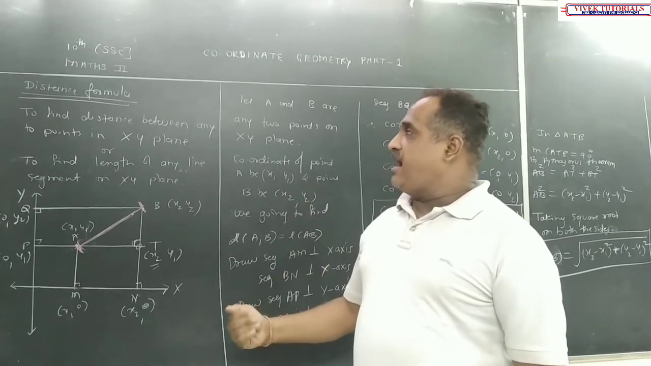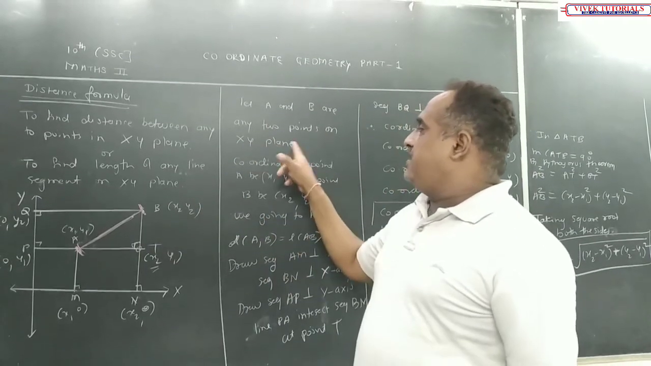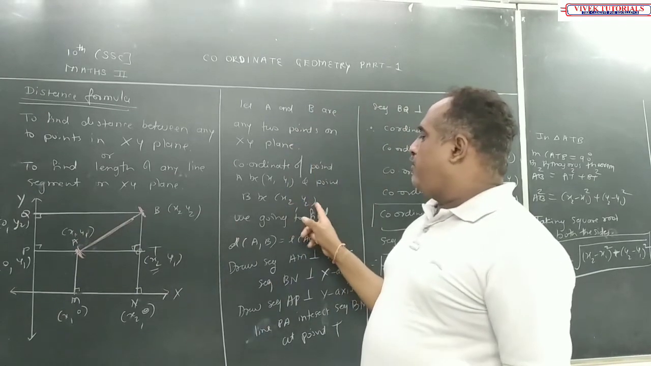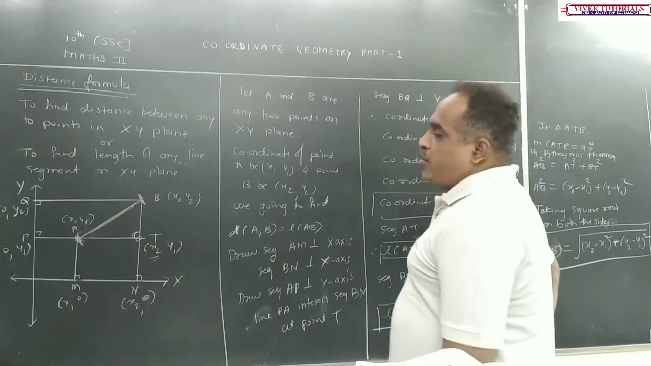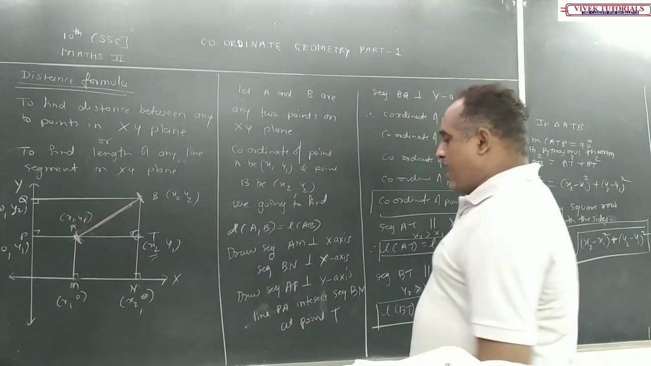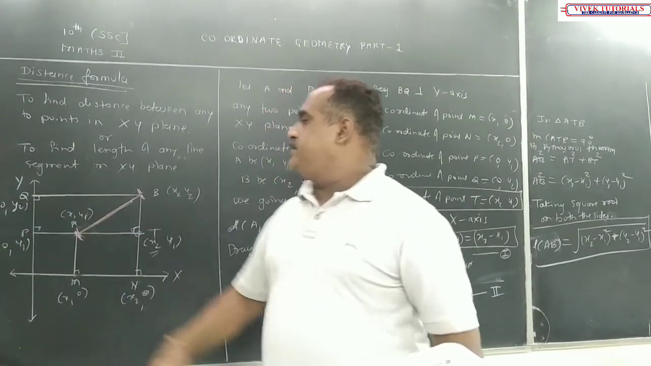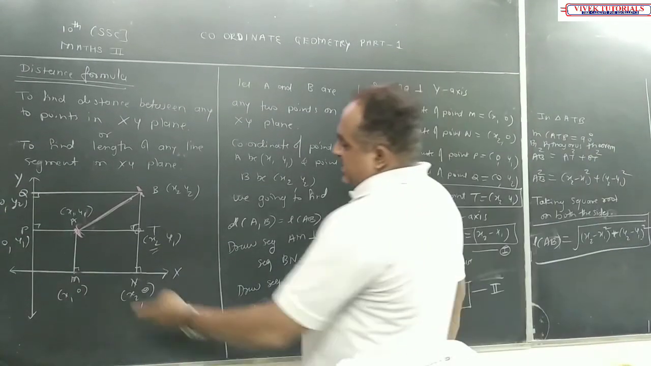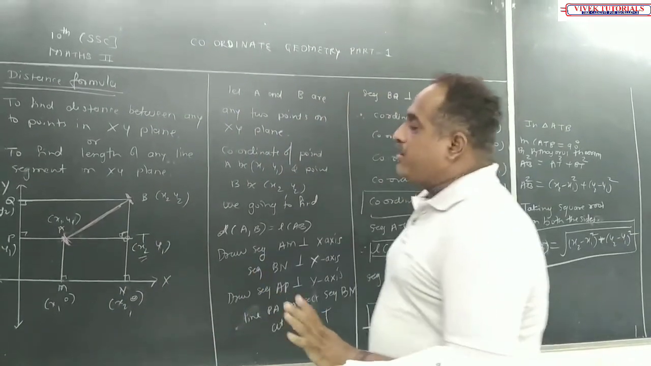But how it is derived? Just check it. Let A and B be the 2 points on xy plane. Coordinate of A is x1 y1, coordinate of B is x2 y2. We are going to find out distance AB. Now draw AM perpendicular to x-axis, BN perpendicular to x-axis. Segment AP is perpendicular to y-axis, BQ is perpendicular to y-axis. And if I extend this, which intersects BN at point T, तो उसके खड़े के coordinates देखें हम लोग.